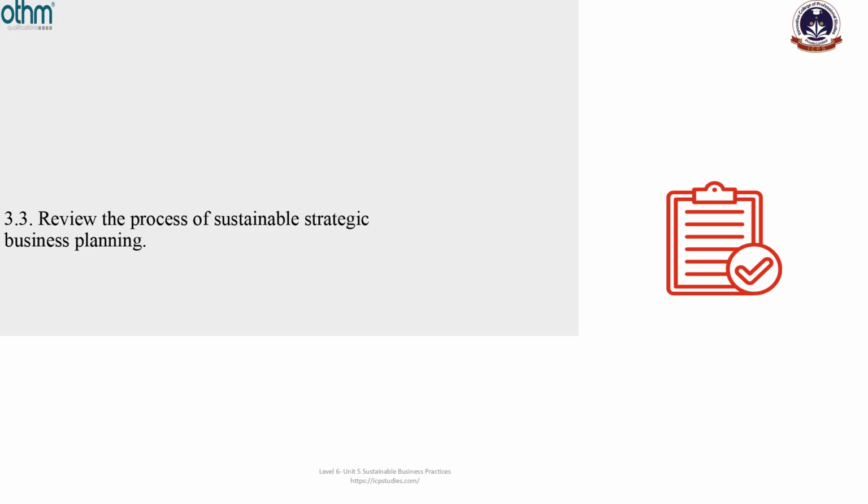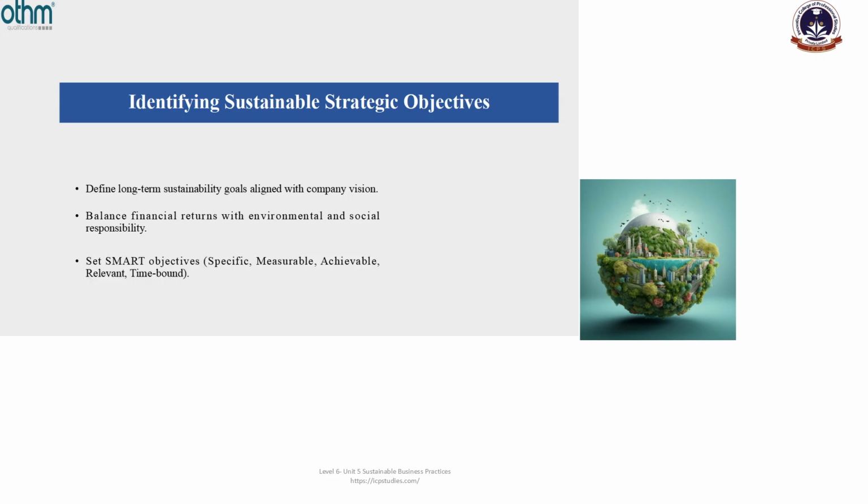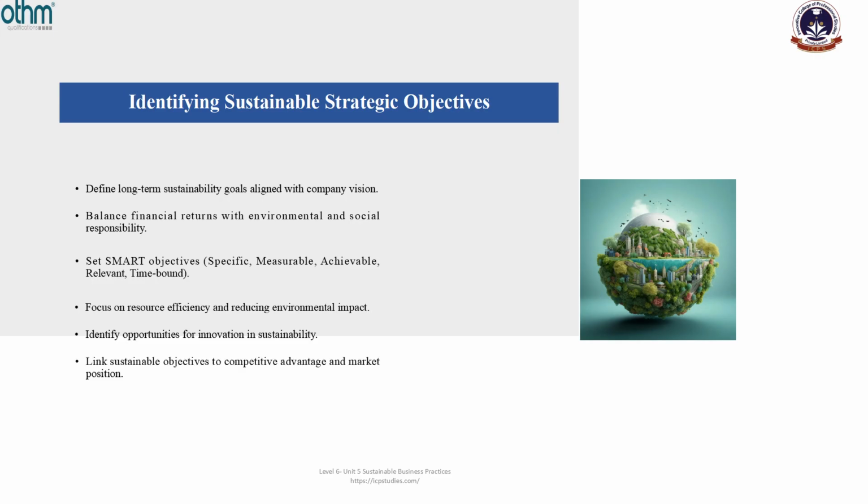Now we have the third assessment criteria, in which we review the process of sustainable strategic business planning. So first we have to identify sustainable strategic options. We have to define long-term sustainability goals that align with the company's vision. We must balance financial returns with environmental and social responsibility. We must set SMART objectives, that is, specific, measurable, achievable, relevant, and time-bound. We must focus on resource efficiency and reducing environmental impact. We must identify opportunities for innovation and sustainability, and we must link sustainable objectives to competitive advantage and market position.